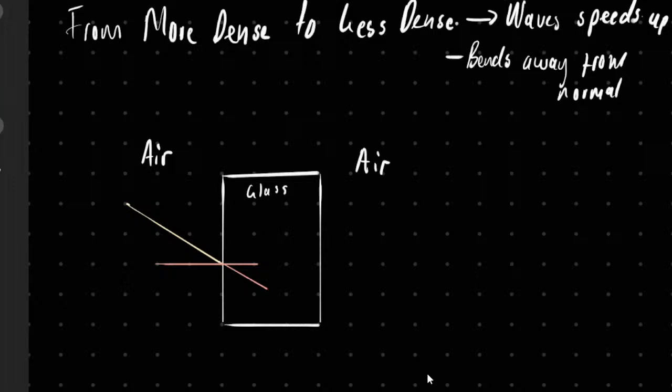But here it's going to bend. The big question is how? Towards the normal or away from normal? I'll say to you, class, it's coming from air to glass. Which is more dense, air or glass? Glass is more dense, right? Yes, so it will slow down and bend towards the normal.